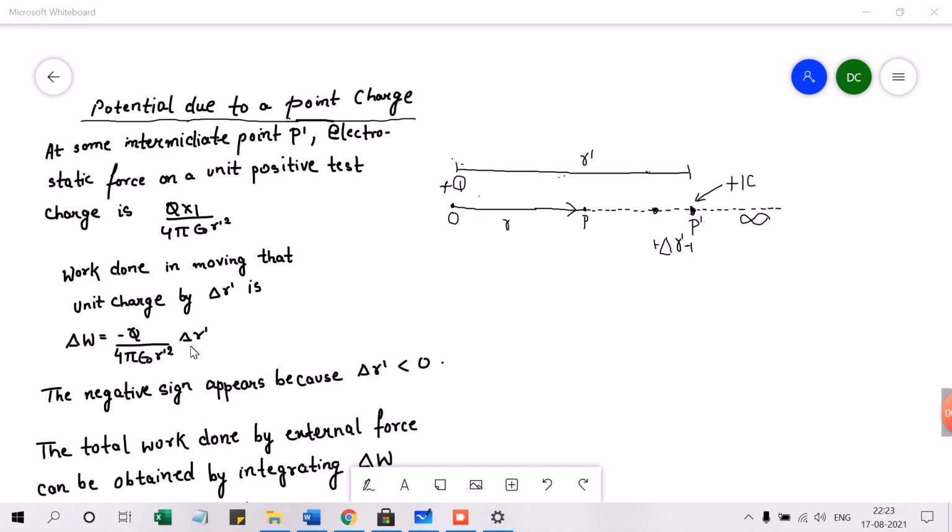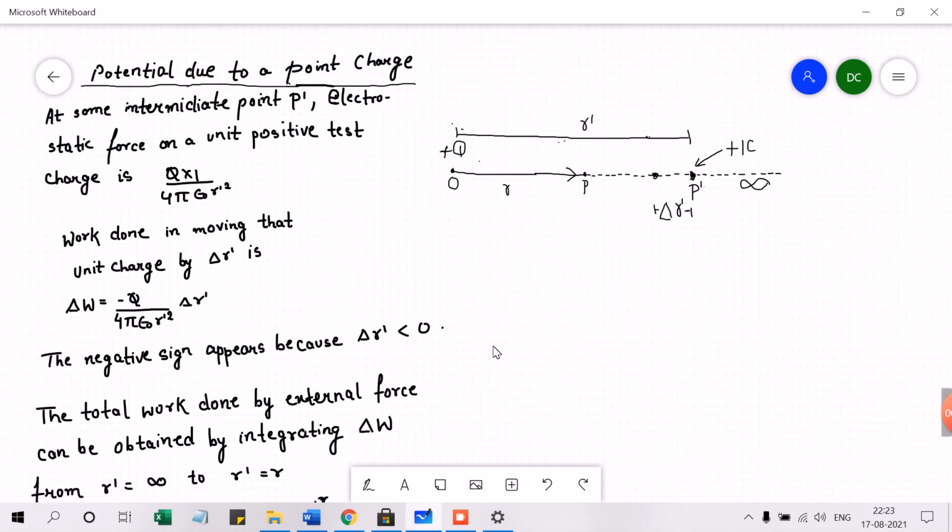The plus 1 coulomb test charge is moving, so we are multiplying the force into distance to find the work done. The negative sign appears because here delta r dash is less than 0.